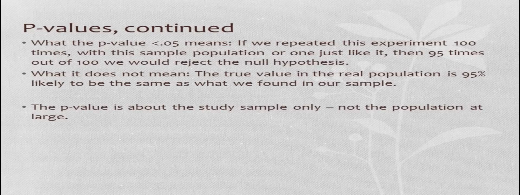What it does not mean, but a lot of people think it means, is that the true value in the real population, not the sample population, is 95% likely to be the same as what we found in our sample. That's not what it means. The p-value is only a comment about the study sample, and saying if we repeated this study multiple times with a sample just like this one or the same sample, it doesn't apply to the population at large.